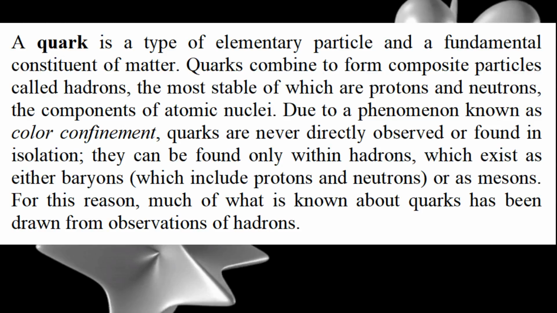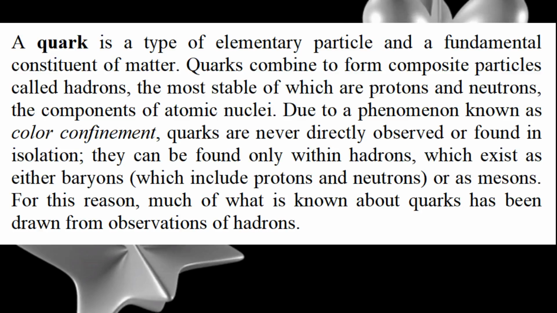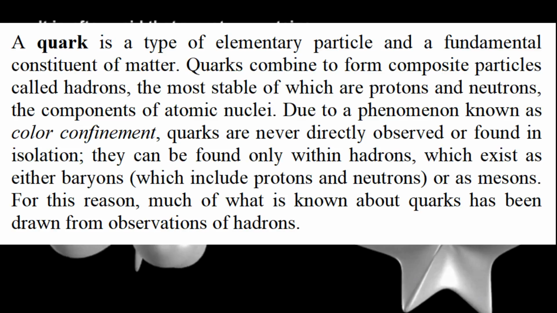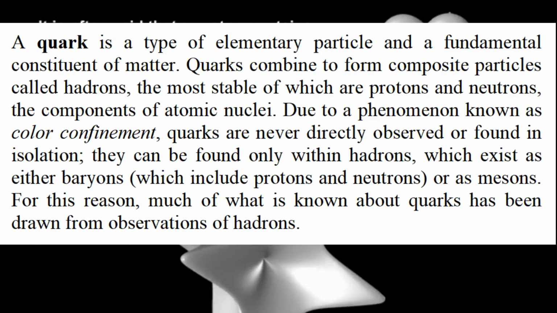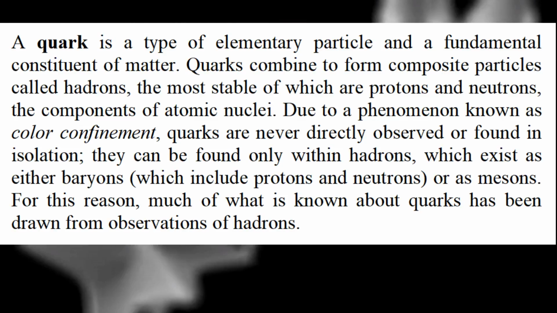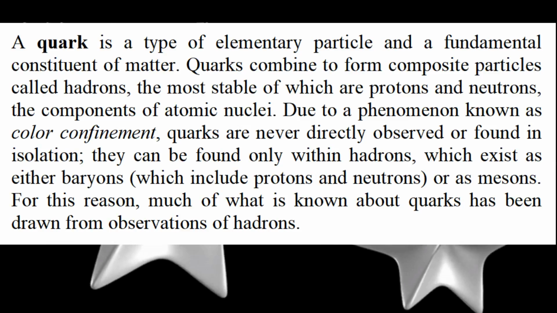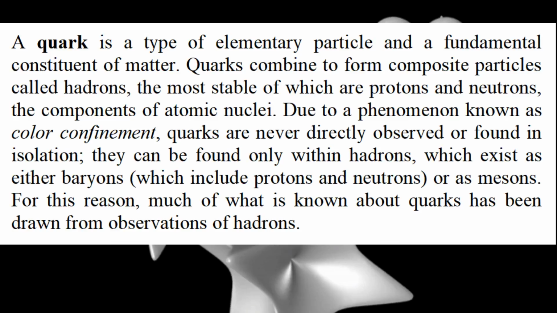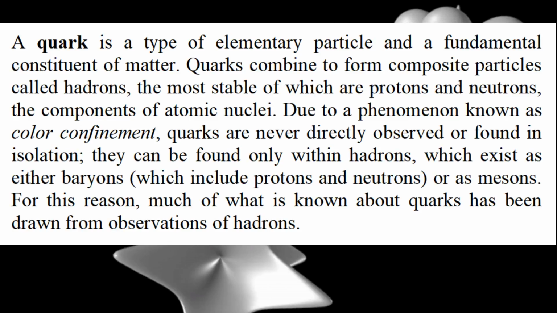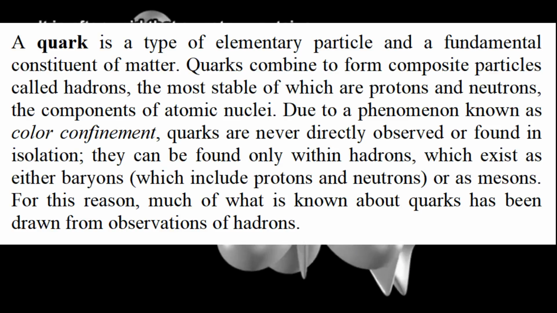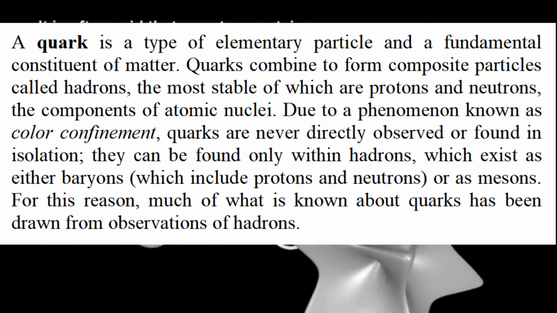Due to a phenomenon known as color confinement, quarks are never directly observed. That's the part I wanted to show. They're never observed. We've never seen a quark, okay? We've never seen a gluon, which is smaller, or found in isolation. They can be found only within hadrons, which exist as either baryons, which include protons and neutrons, or as mesons.